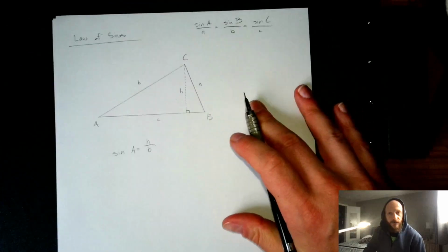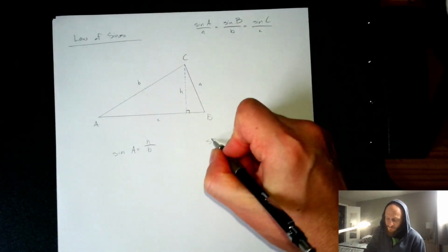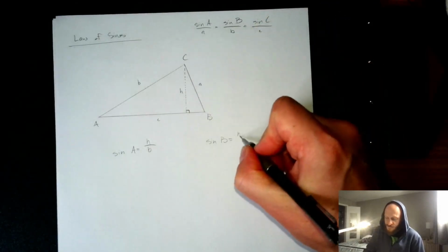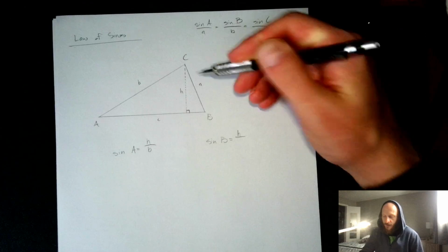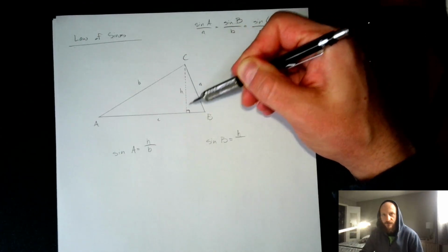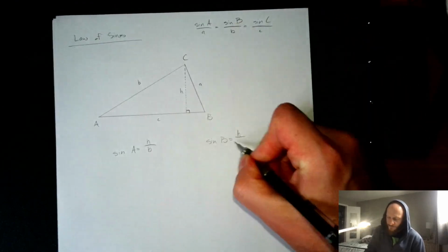Similarly, what is the sine of B? The sine of B is opposite h over hypotenuse. This time we're looking at this triangle right here. What's the hypotenuse of that one? It's side a, so h over a.